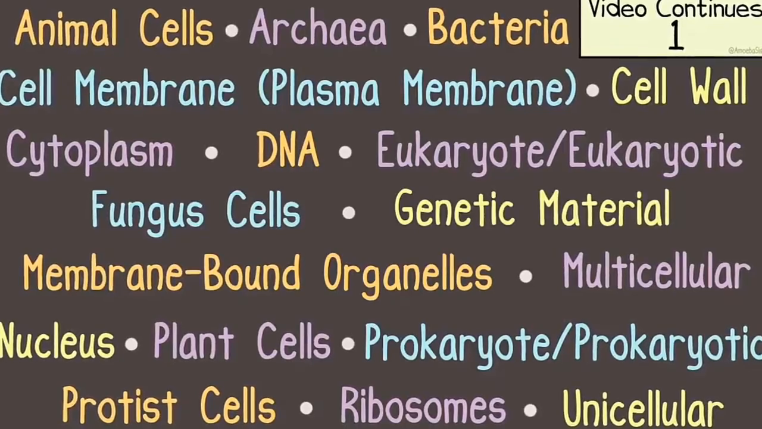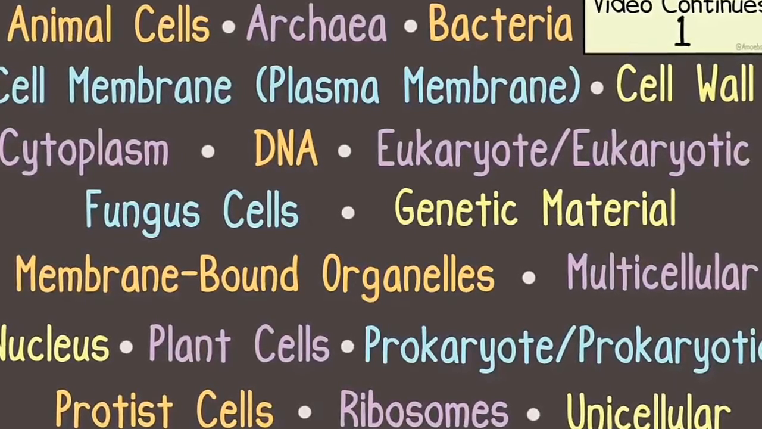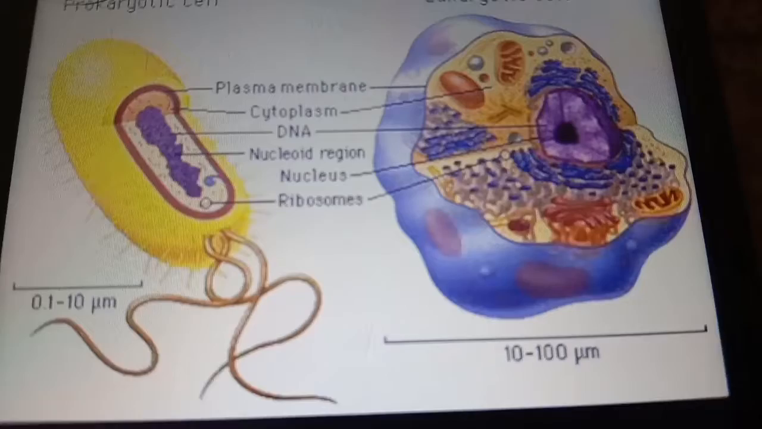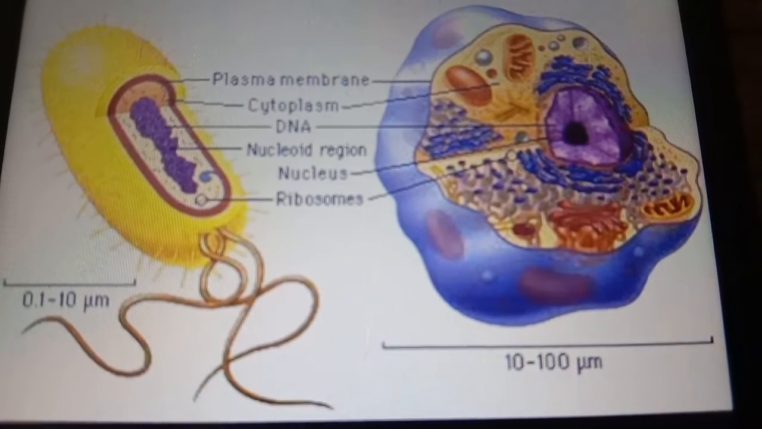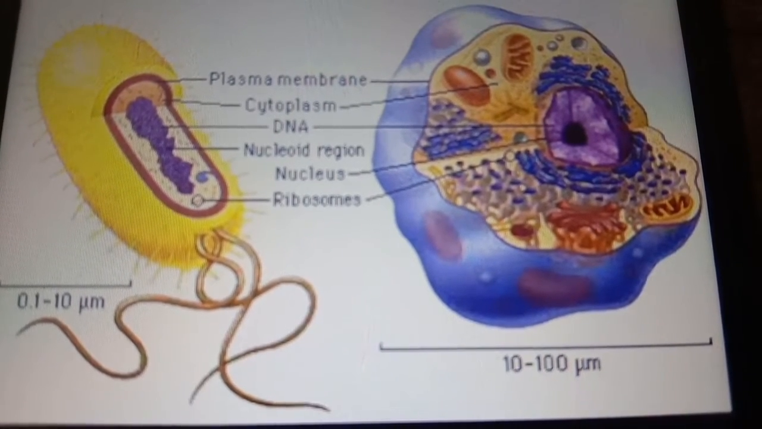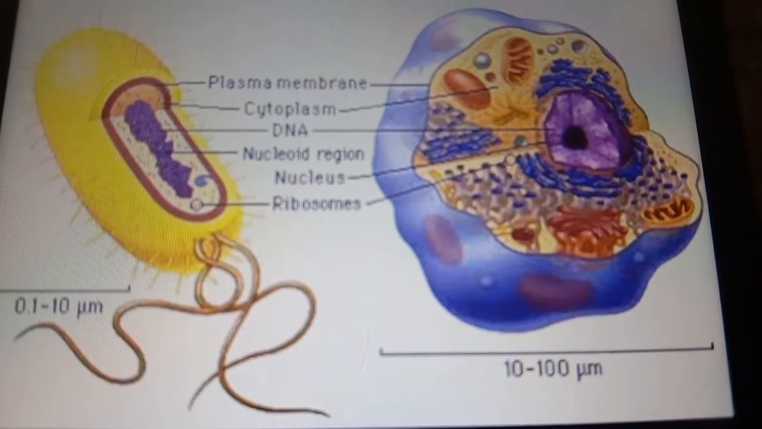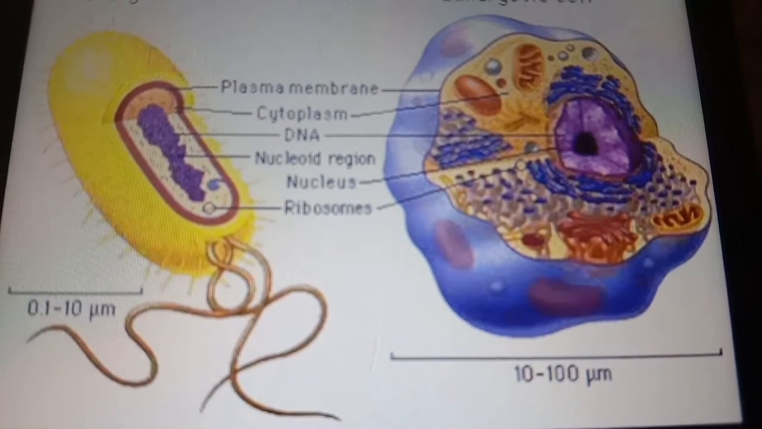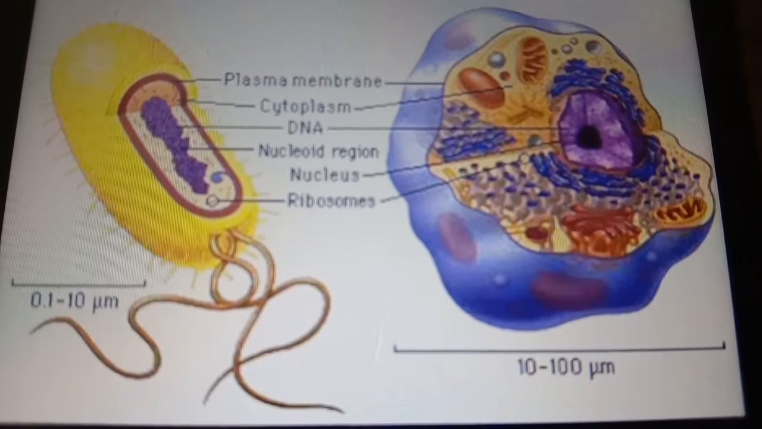You will encounter this when you talk about eukaryotic cell and prokaryotic cell structure. So this is the prokaryotic and the eukaryotic cell structure. Before we go through their similarities and differences, let us first define them.